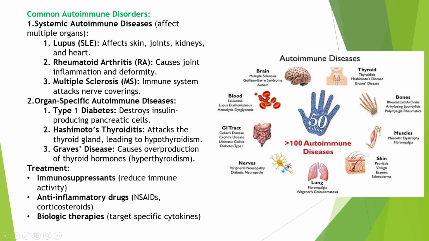So other than whatever we have mentioned here, we also have muscular dystrophy, where the muscle damage occurs, then fibromyalgia. For skin, we have psoriasis, vitiligo, eczema. All these are inflammatory related conditions. Scleroderma. Then for lungs, we have fibromyalgia, and then neuropathy, diabetic neuropathy, nephropathy, then leukemia, lupus, celiac disease. All these are recently, most many people are suffering from these kind of autoimmune disorders.